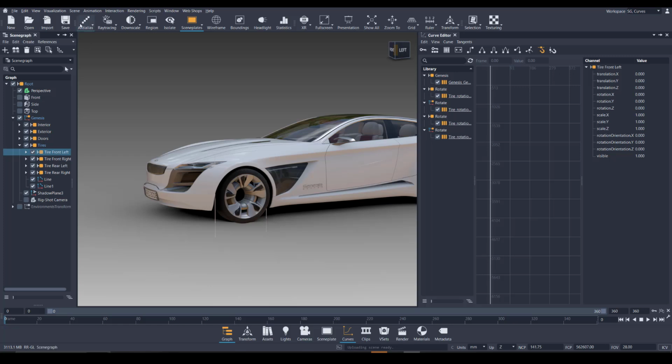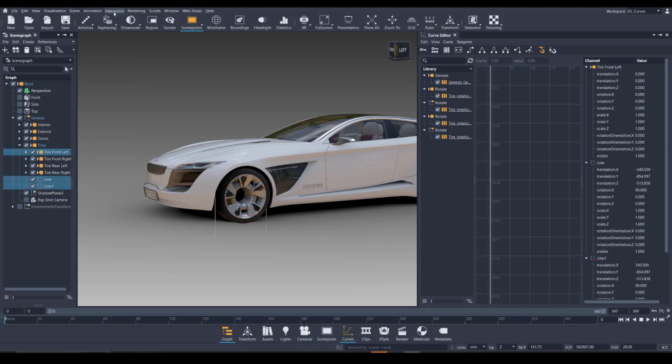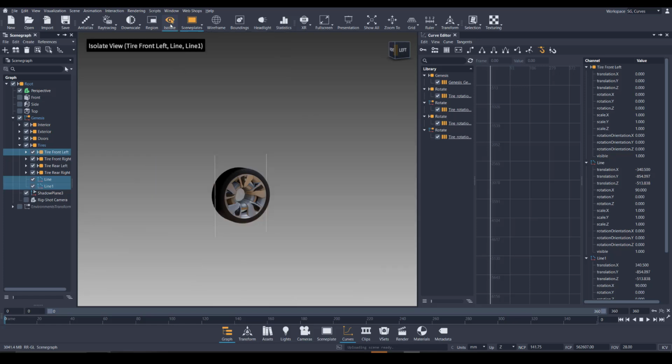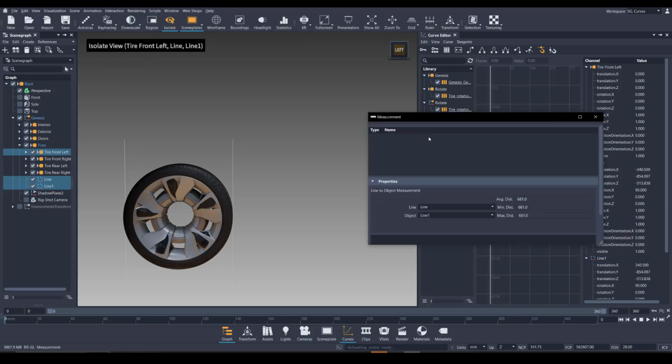I've used the line tool under Scene, Create Geometry Line, and I've created a couple lines on either side of my tire. So I'll isolate these parts. And then I can use a measuring tool under Interaction Measurement to measure the distance between those.